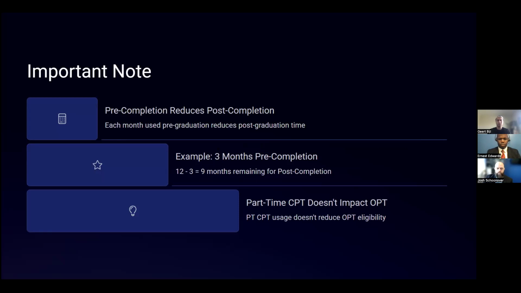Now, I want to take a moment here to make an important note about pre-completion OPT because the time spent through this work authorization does subtract from your post-completion OPT. And I have the example in the middle here, for a student that does 3 months of pre-completion OPT, that 3 months is going to be subtracted from the original 12 months of OPT eligibility. So this student would only be eligible for 9 months of post-completion OPT. So if your school allows part-time CPT, I would highly recommend doing that because that does not impact your eligibility of your full 12 months of post-completion OPT. And again, you can do as much part-time CPT as you want, even more than a year. So if that option is available to you, that's what I would recommend.